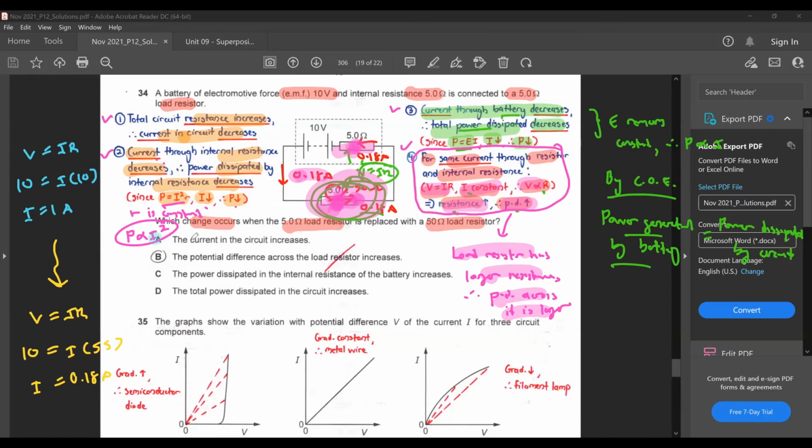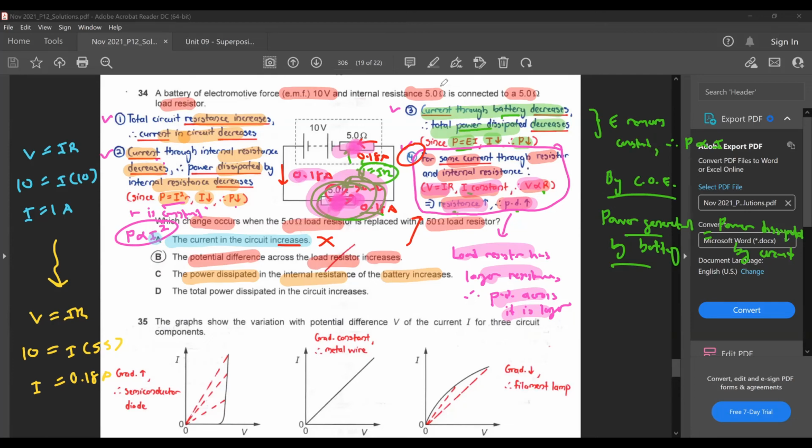Now, if you look at A, they say that one of the changes that occurs is that the current in the circuit increases. This one is not true. Just now I mentioned that your total circuit resistance will increase, so your current will drop. So this one is wrong. Then you look at B, where they tell you that the potential difference across the load resistor increases. This one is correct, as you can see from point number 4. Then what about C? They say power dissipated in the internal resistance of the battery increases. This one is not true.